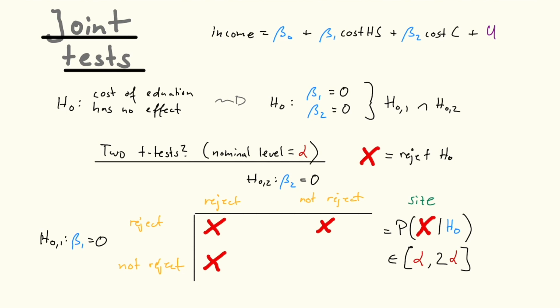To explain what this disadvantage is, suppose that the size here works out to be 8%. By choosing alpha equal 5%, we've made sure that the size is no more than 10%.